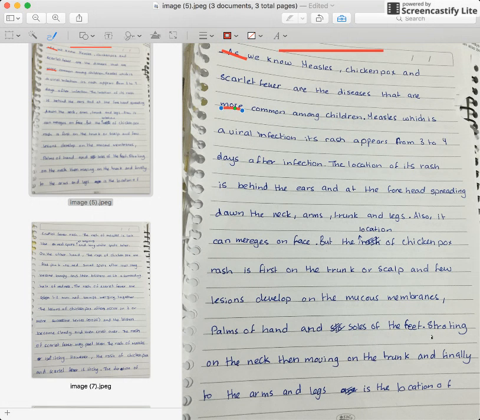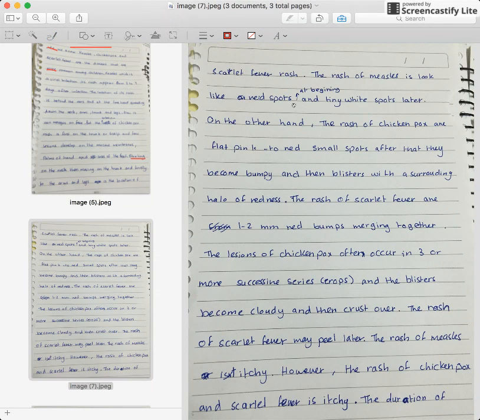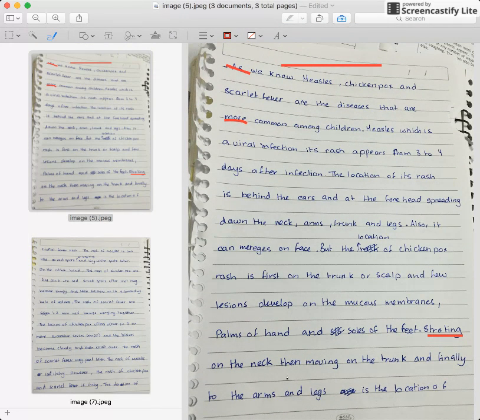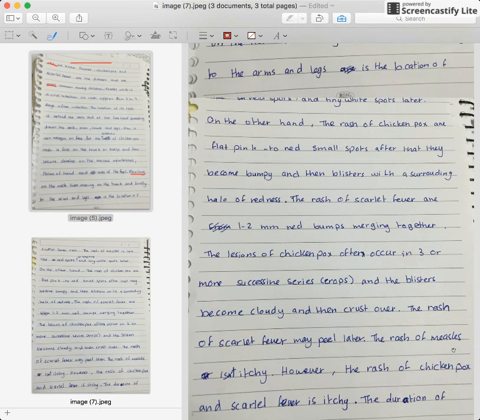I'm not sure what this word is here. "Stroking on the neck, then moving to the trunk, and finally to the arms and legs is the location of scarlet fever rash." Okay. I think you need to start off, explain that. I know that you're trying to stylistically change it a little bit, so you're talking about mumps here, and then you're talking about scarlet fever, but I'm a little confused, yeah?